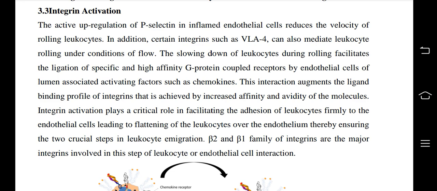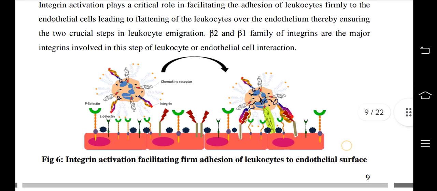Integrin activation plays a critical role in facilitating the adhesion of leukocytes firmly to the endothelial cells, leading to flattening of the leukocytes over the endothelium, thereby ensuring the two crucial steps in leukocyte emigration. Beta 2 and beta 1 family of integrins are the major integrins involved in this step of leukocyte or endothelial cell interaction.